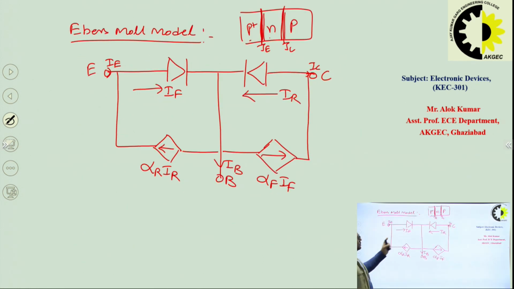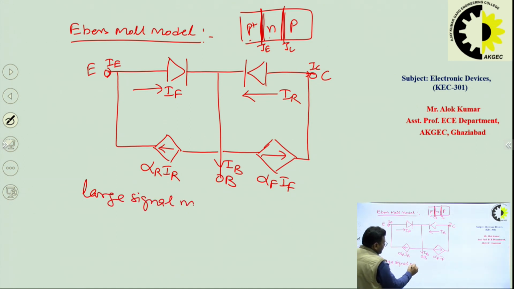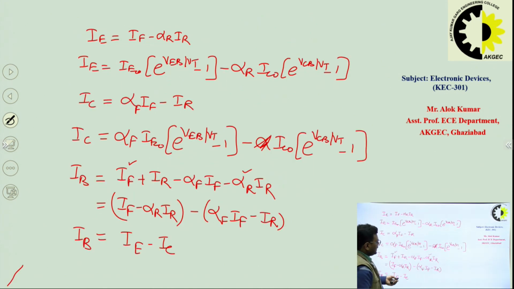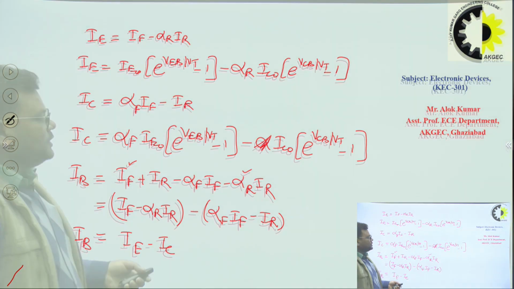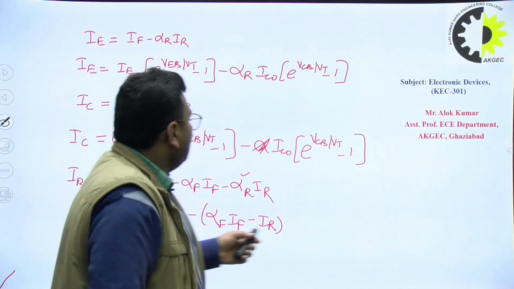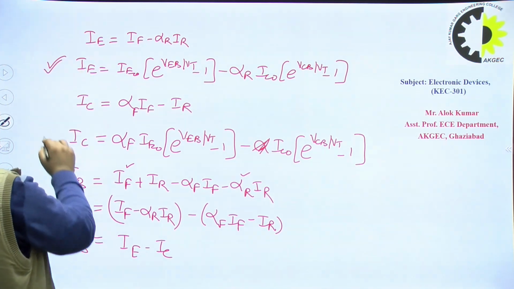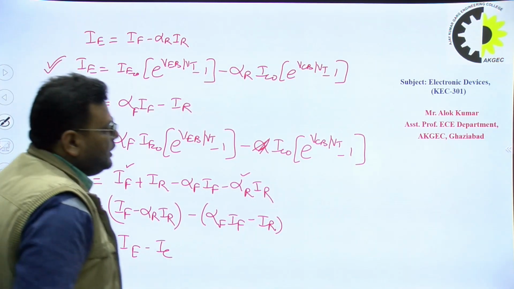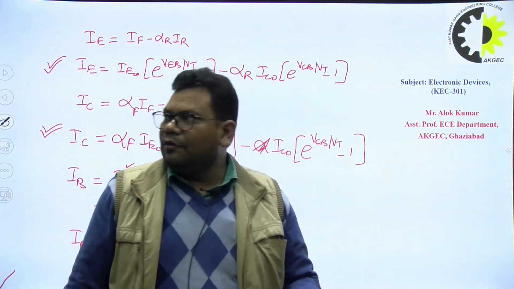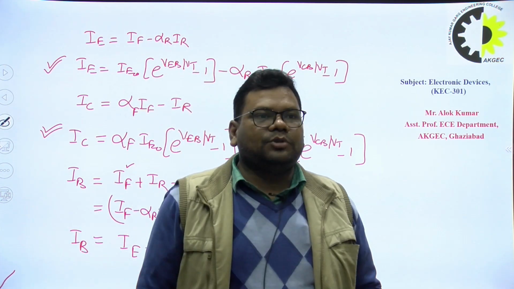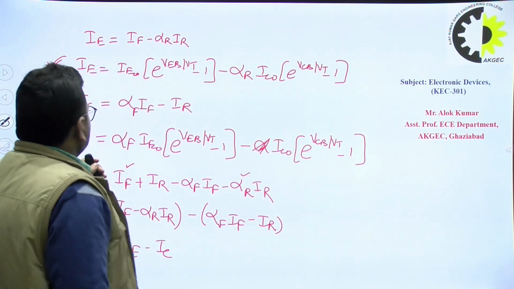Now this model is the large signal model, and these equations that we have derived are applicable for all the modes. That is, this is the equation of emitter current and this is the equation of collector current. These equations are valid for active mode, cutoff mode and saturation mode.